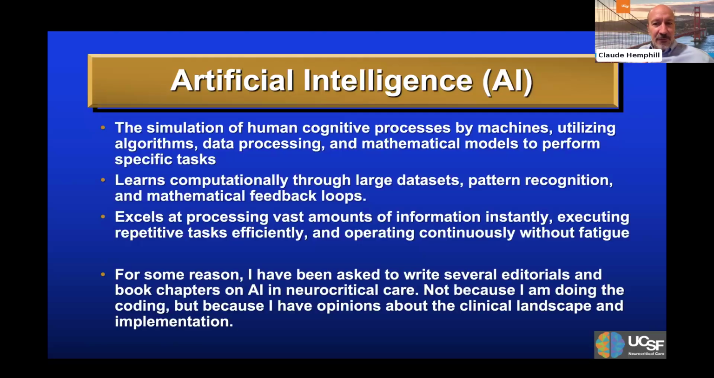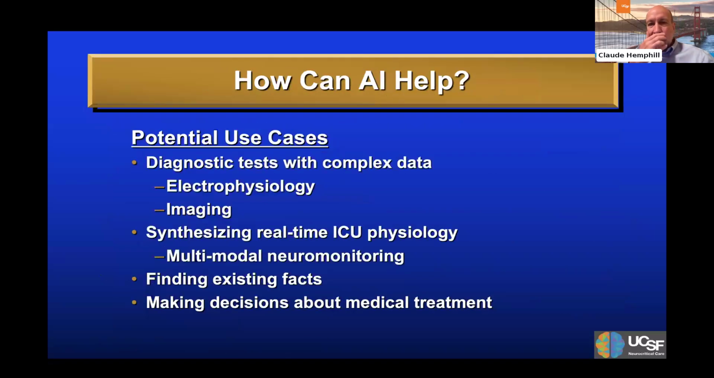But for some reason, I've been asked to write several editorials and book chapters on AI and neurocritical care. And I am assuming that it's because I at least have opinions about the clinical landscape and implementation. So I'm going to give you some of those opinions developed through experience and maybe NI development. Because what I'm really trying to understand is how can artificial intelligence augment my NI, or maybe AI is augmented intelligence. So how can AI help?